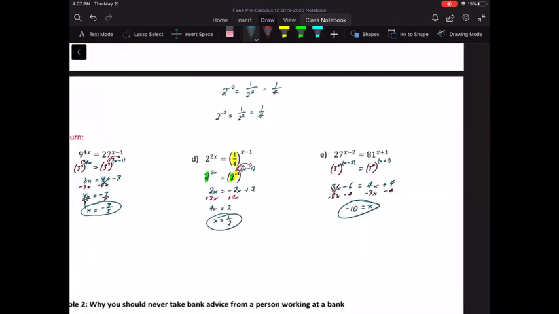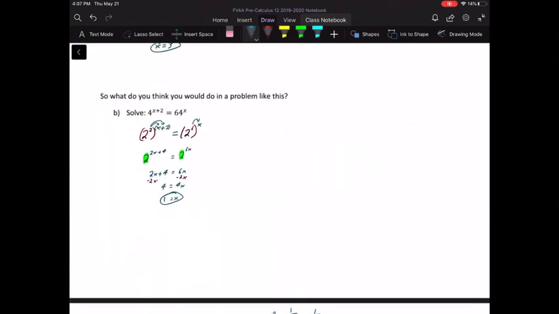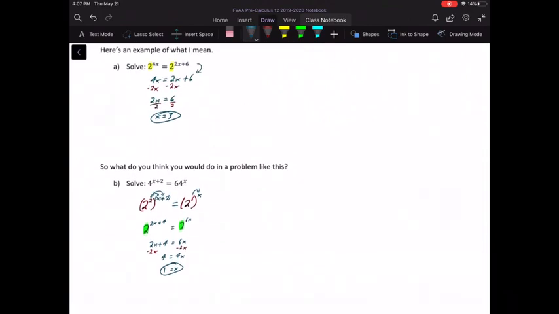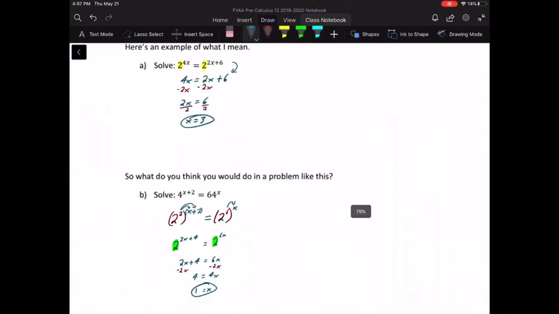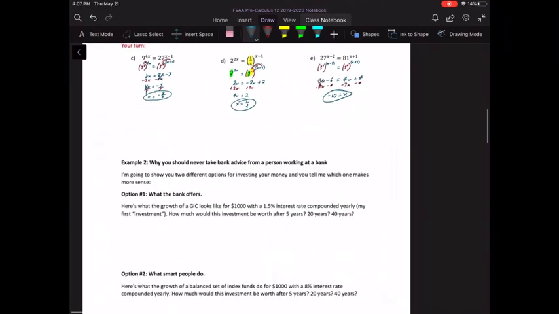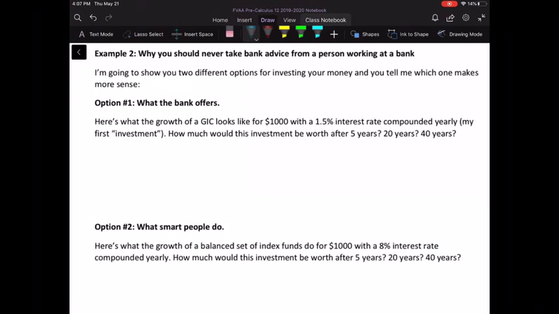Okay, so that's kind of the essence of the math application of this chapter. We're going to look at one more question at the end that's a little bit harder than these. But getting those matching bases is super important when you're dealing with these types of questions. Okay? So let's see some actual real-world examples for some of these numbers.